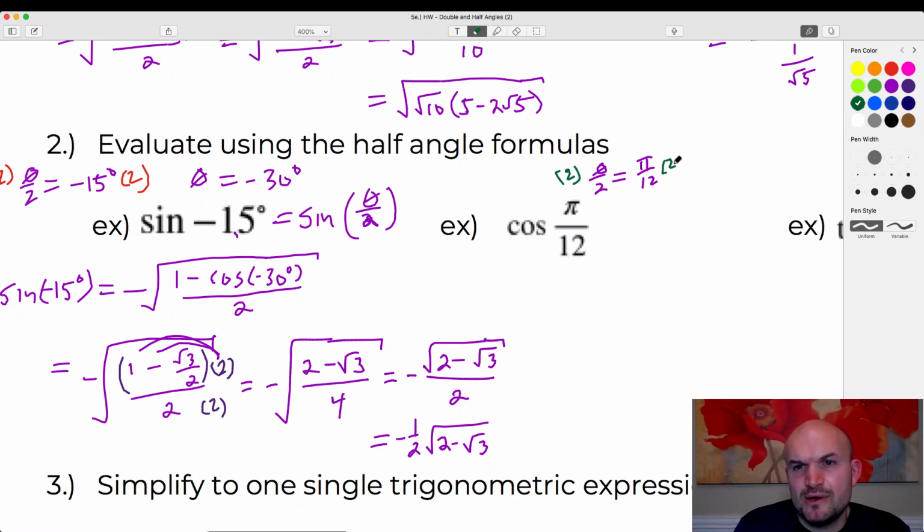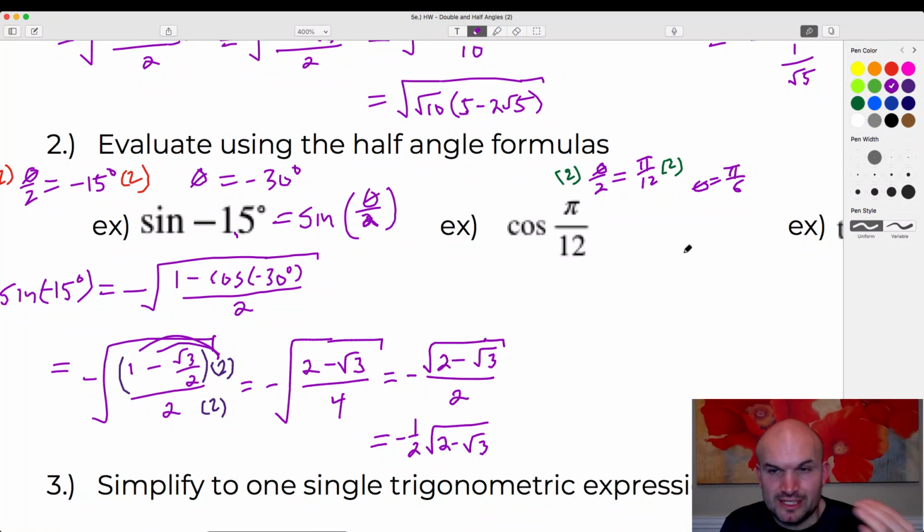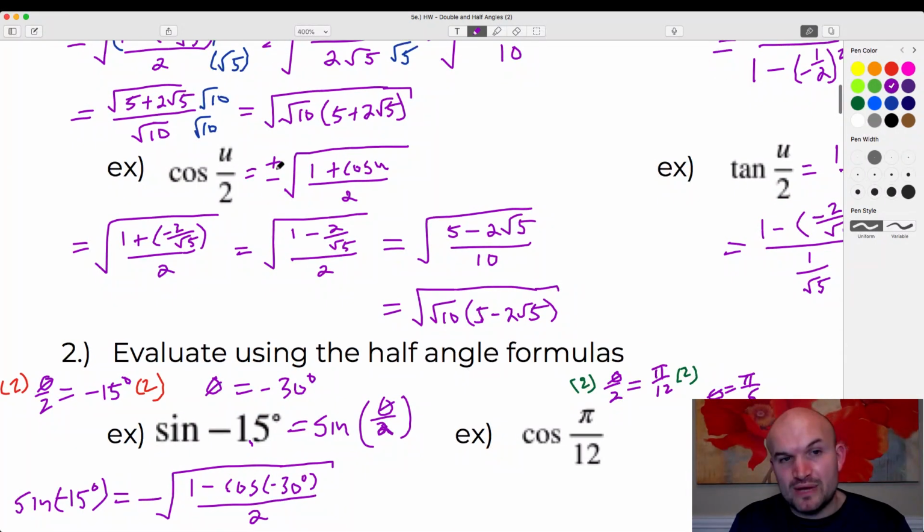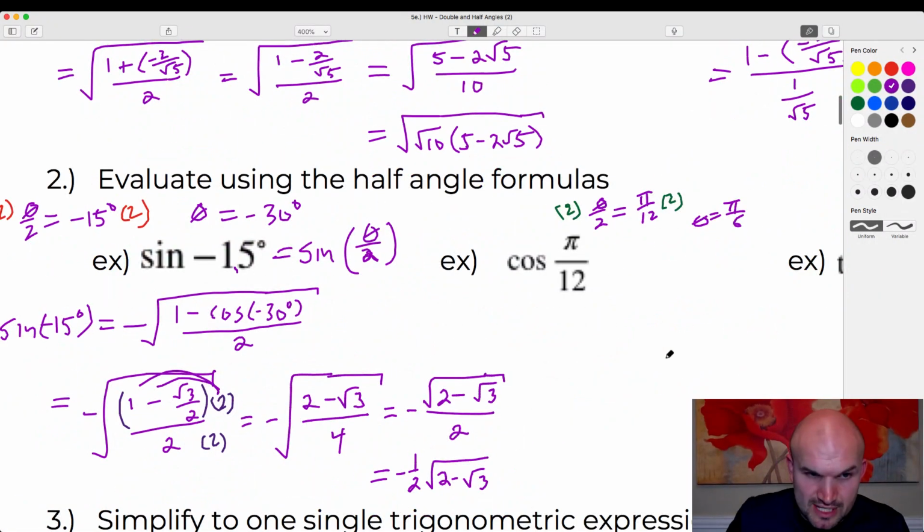When we multiply by 2 on both sides here, we're going to get theta is equal to 2 pi over 6, which is pi over 6. So when we need to plug this in, we're going to be using pi over 6. Again, the cosine formula is very similar to the sine. We're not dealing with the half angle that's in the second or the fourth quadrant, so it's in the first, so it's going to be positive.